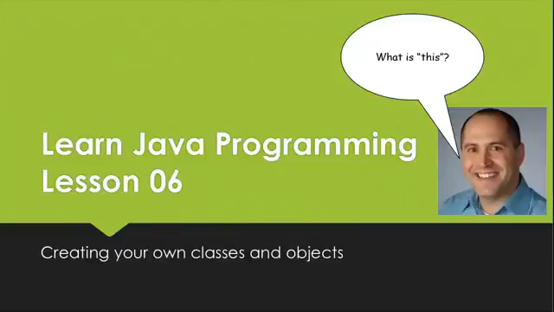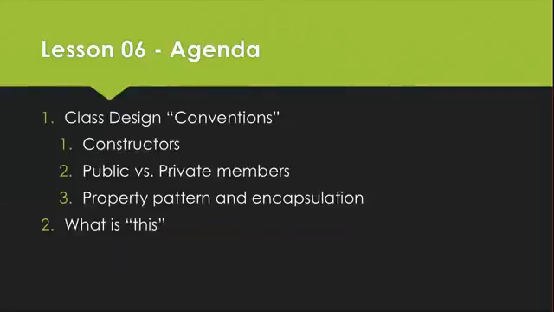So on the agenda today, we'll talk about some conventions that we use when designing our own classes, specifically how we create constructors, the difference between public and private members, and when it is appropriate to use a public member and when it is appropriate to use a private member. And along the way, we'll introduce some object-oriented concepts like encapsulation and how it applies to data or the state of your class. And then we'll get into some Java stuff like what is this?